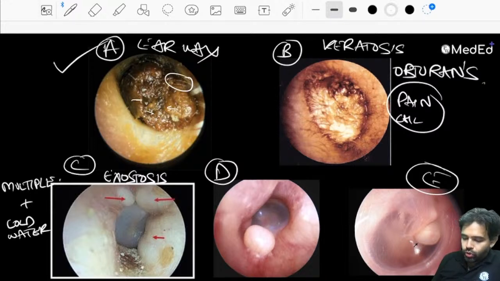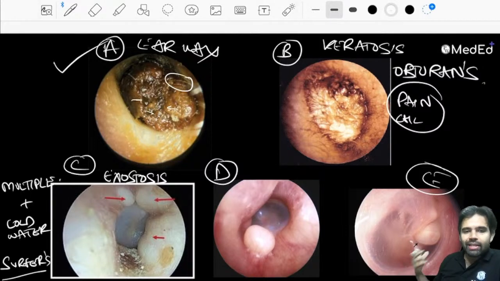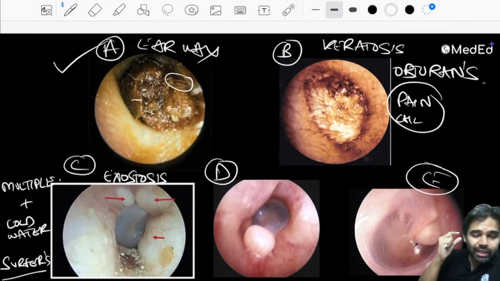That's why this was also called the surfer's ear, because Indians were not the ones who started surfing. We have warm water. Surfing was usually done in the Pacific Ocean, which is very cold water. So people used to spend a lot of time surfing. Cold water started causing some inflammatory process to the bony structures, and it started causing these multiple bony growths, which is an inflammatory growth.